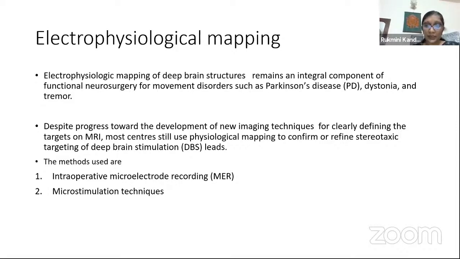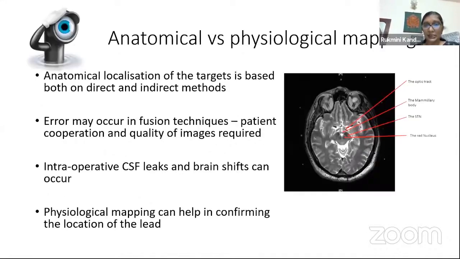But even despite the progress of the new imaging techniques, which are much more refined and which can actually pinpoint it very categorically, we still continue to use physiological mapping because we are more confident after the use of physiological mapping. The common methods that we use are both intraoperative microelectrode recording as well as macrostimulation techniques.